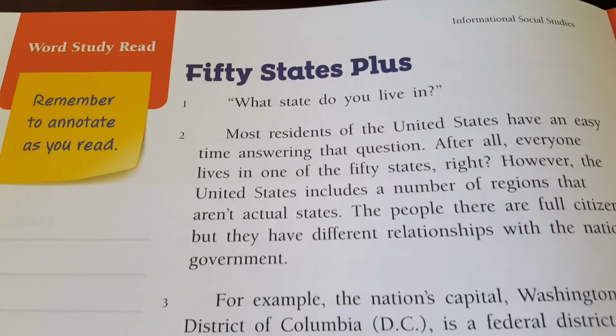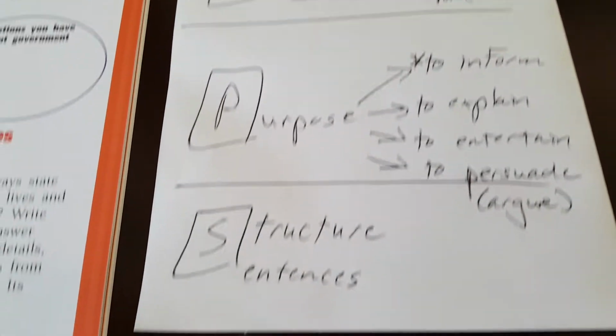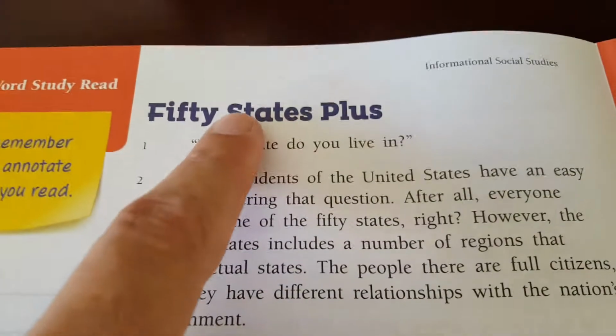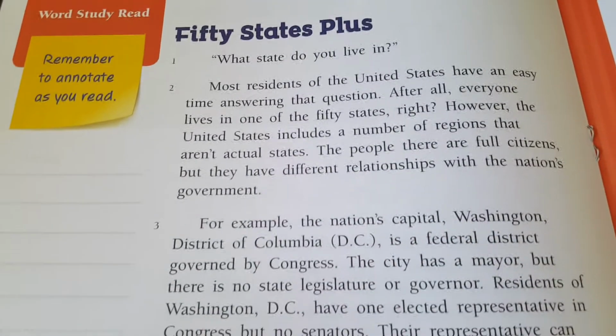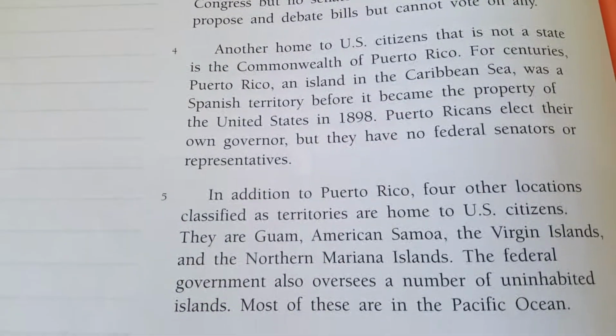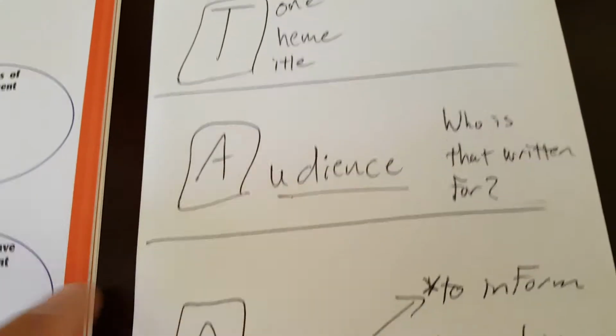Exclamation point. That's the end of the read aloud on 50 States Plus. Remember to start writing this out. TAPS, T-A-P-S. What's the title of the article? The title, 50 States Plus. Who was this written for? Well, depending on the words that we're using, it was written for anybody wanting to understand the 50 states of America. Of course, we can be more specific, but that's another time, another place.